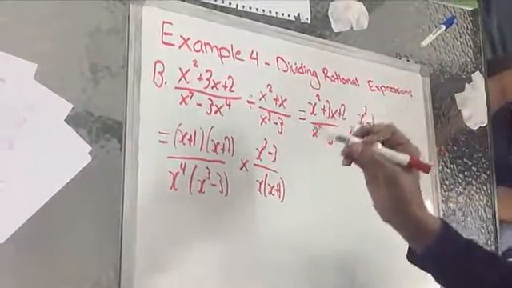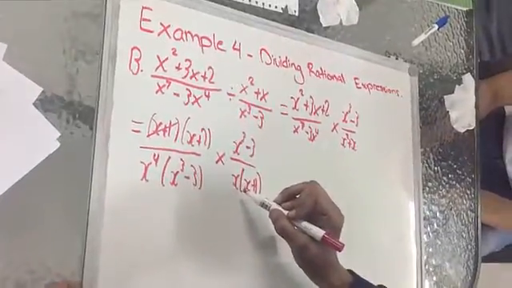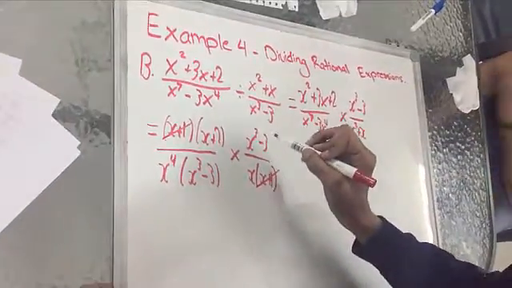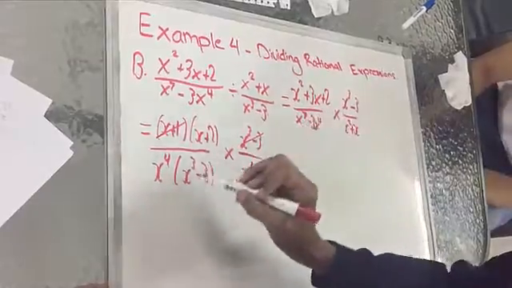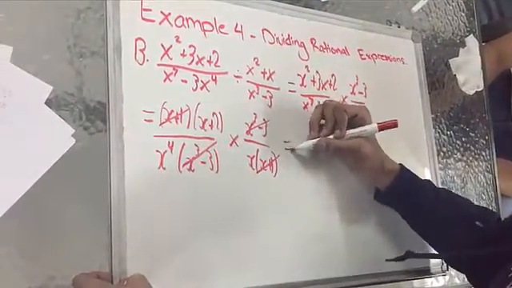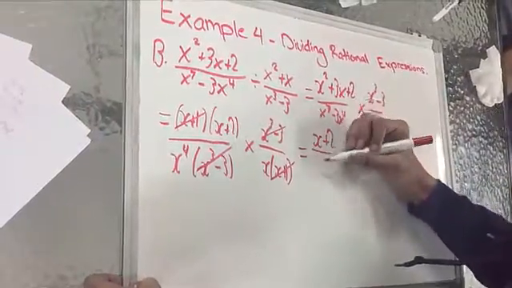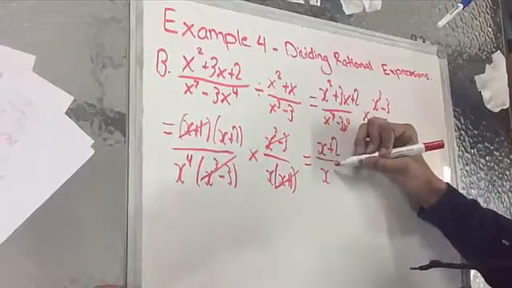So then we have to cross out the common factors. So the x plus 1 is going to be crossed out with the x plus 1, and the x to the power of 3 minus 3 is going to be crossed out with the x to the power of 3 minus 3. So it's going to be equal to (x plus 2) over x to the power of 5.